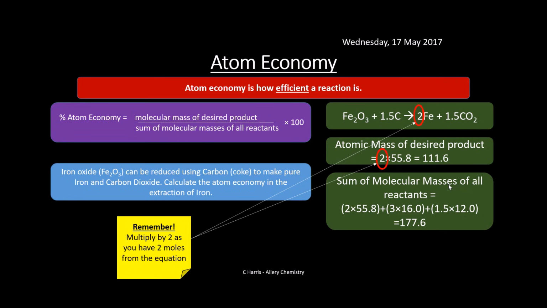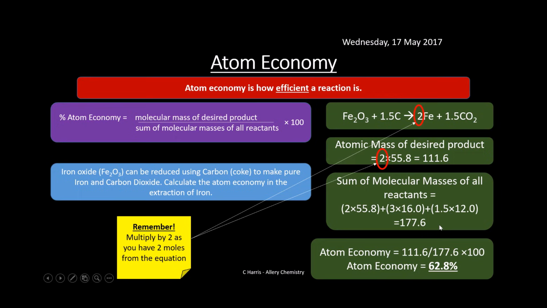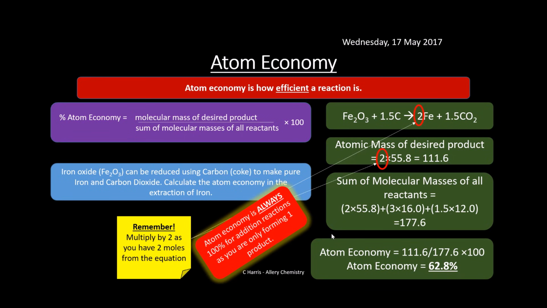Then we do the sum of all of the reactants, which is 2 times 55.8, 3 times 16, and 1.5 times 12. That's carbon there. The sum of all the molecular masses of reactants is 177.6. So the atom economy is 111.6 divided by 177.6 times by 100, which is 62.8% in this case. Now, if you are doing addition reactions and you're adding 2 chemicals to form 1 chemical, it's always going to be 100% atom economy because you're only forming 1 product. So all of your atoms are going in to actually make it.